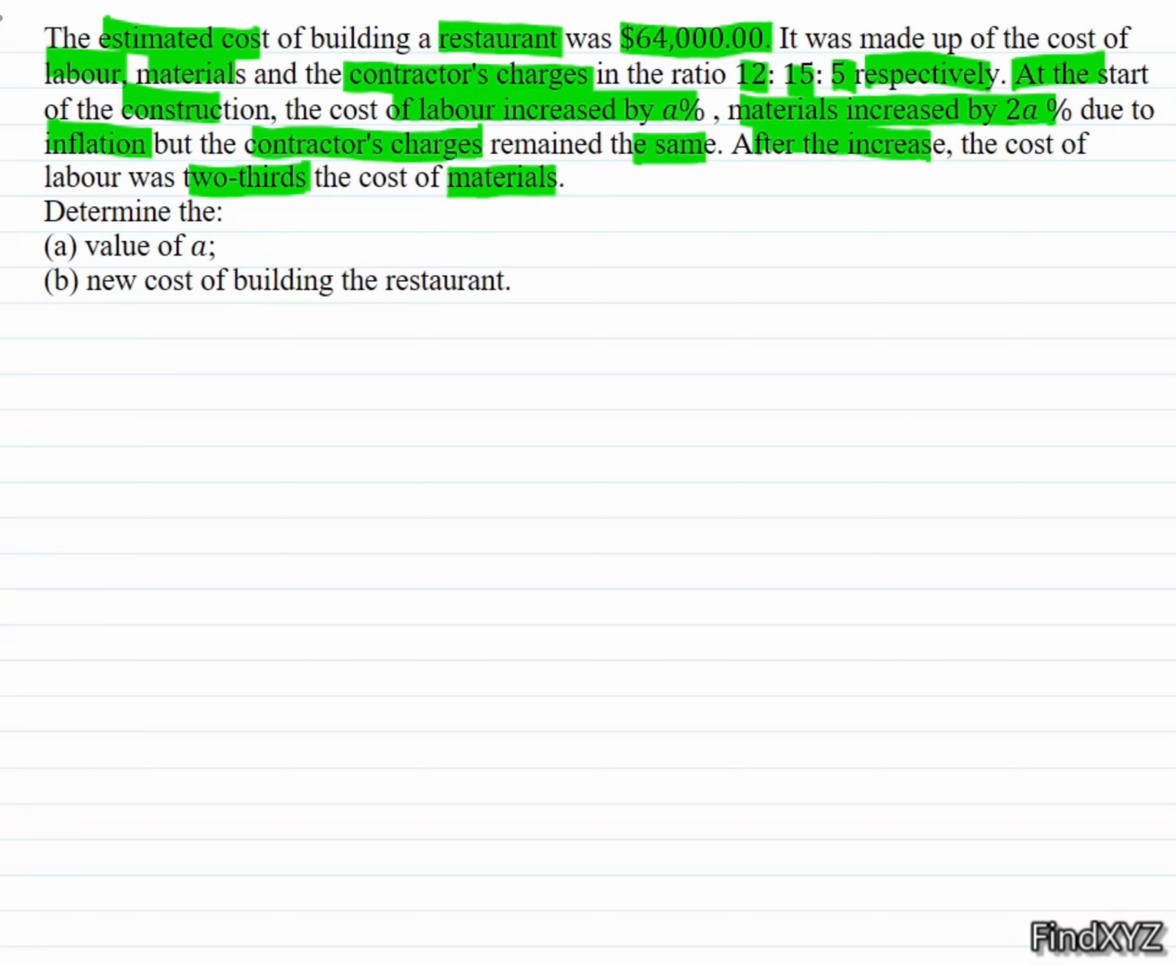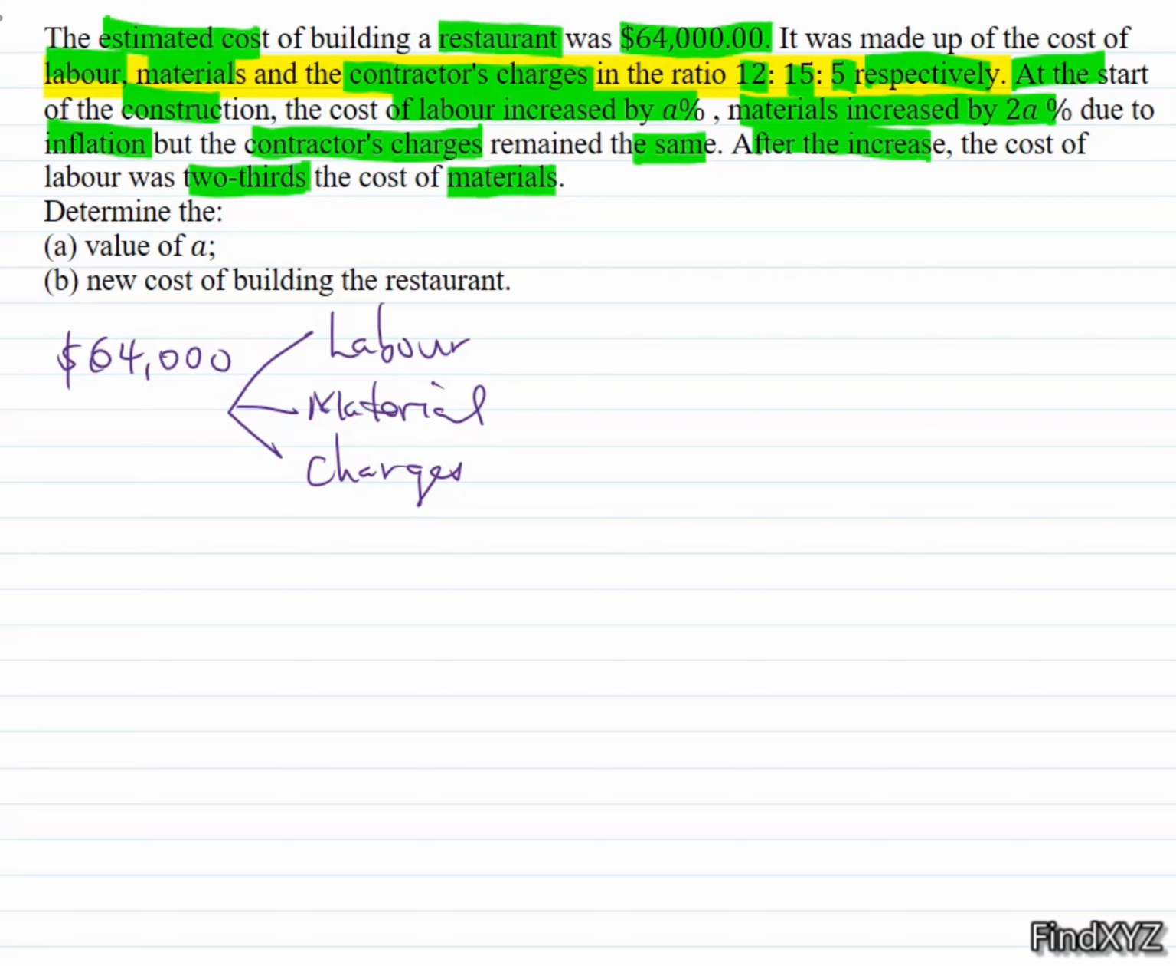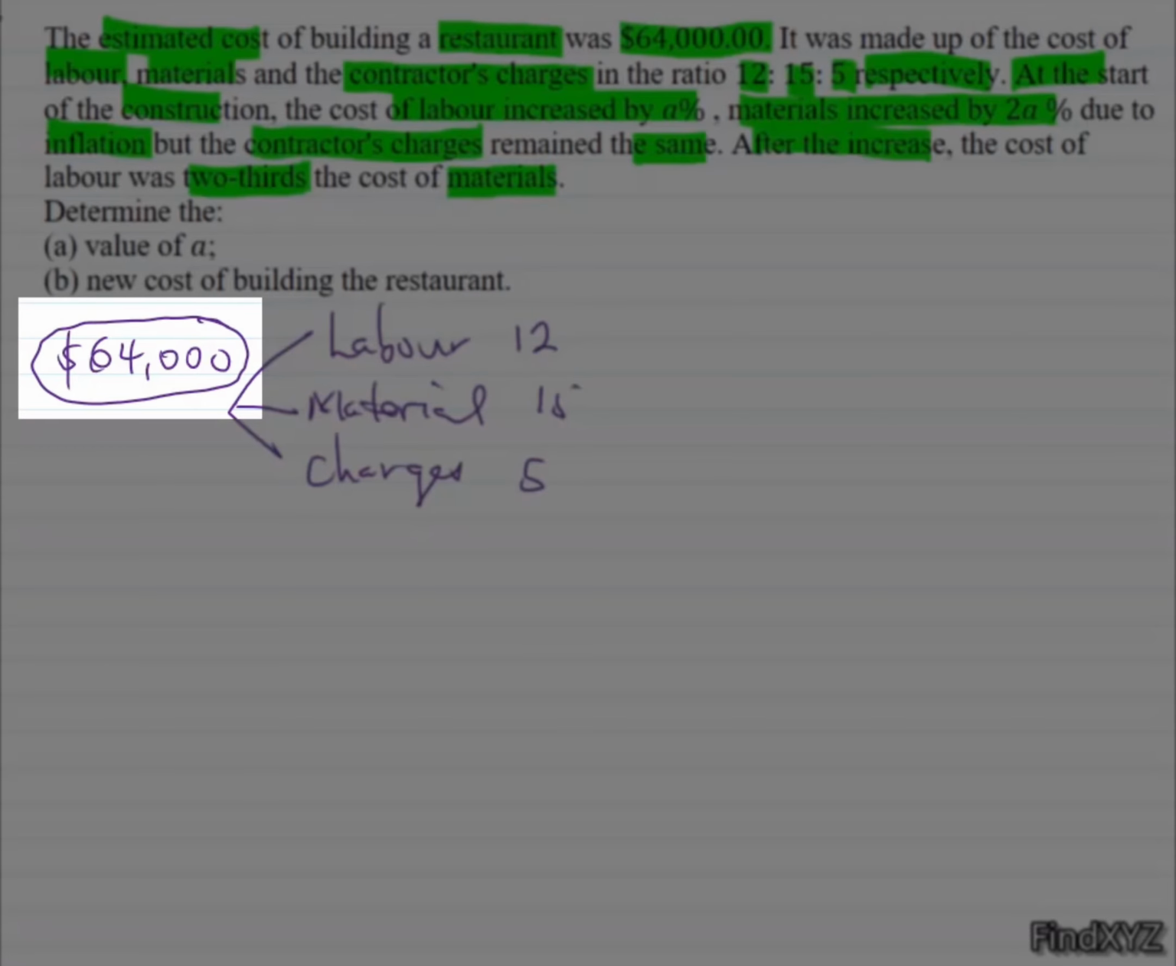Let's dive in. So we have the question structured in two parts. The first part, you have been given an estimated cost which is $64,000. This cost consists of three things: labor, materials, and then the charges by the contractor. It was put in a ratio of 12:15:5 respectively. Respectively means that the order in which this list was mentioned matters, right? So labor was mentioned first, so it means that labor picks 12, then material 15, then the charges by the contractor is 5. Everything put together was estimated to be $64,000.